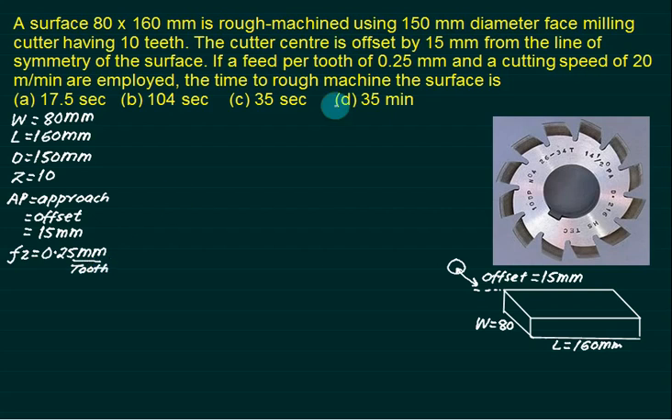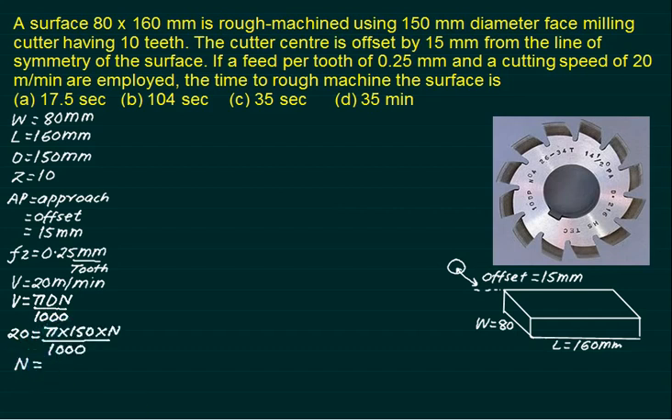Cutting speed is given as 20 meters per minute. From cutting speed we can find out the value of N because the diameter of cutter is given to us. Cutting speed is given as V = πDN/1000. Substitute V = 20 and D = 150. The rotational speed comes out to be 42 rpm.